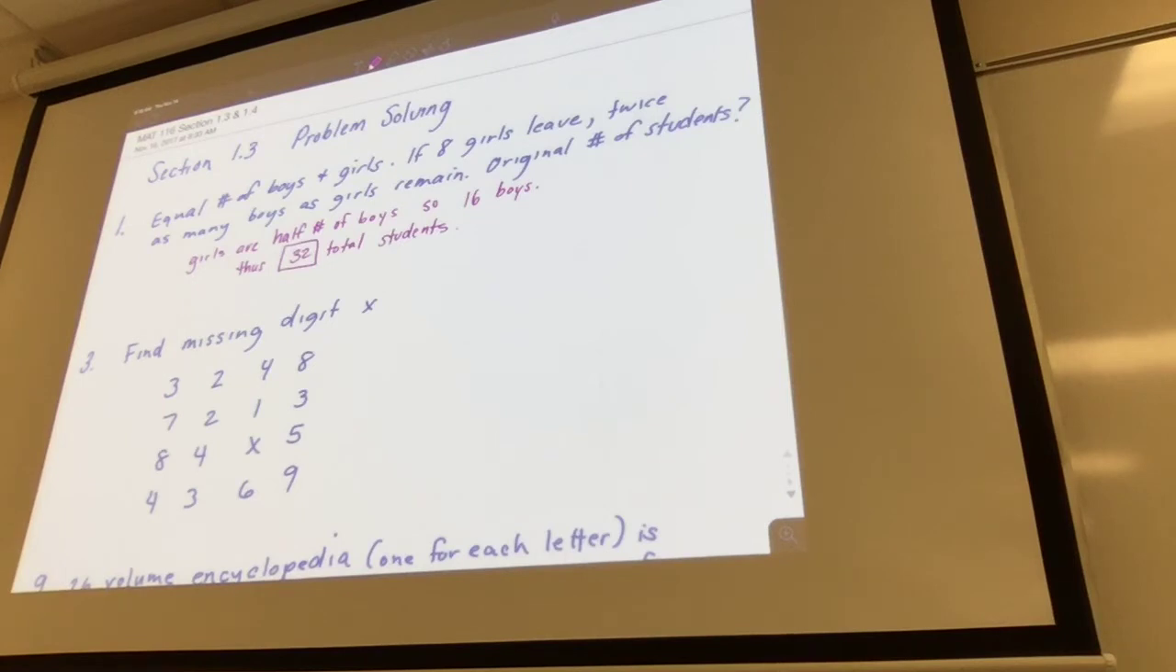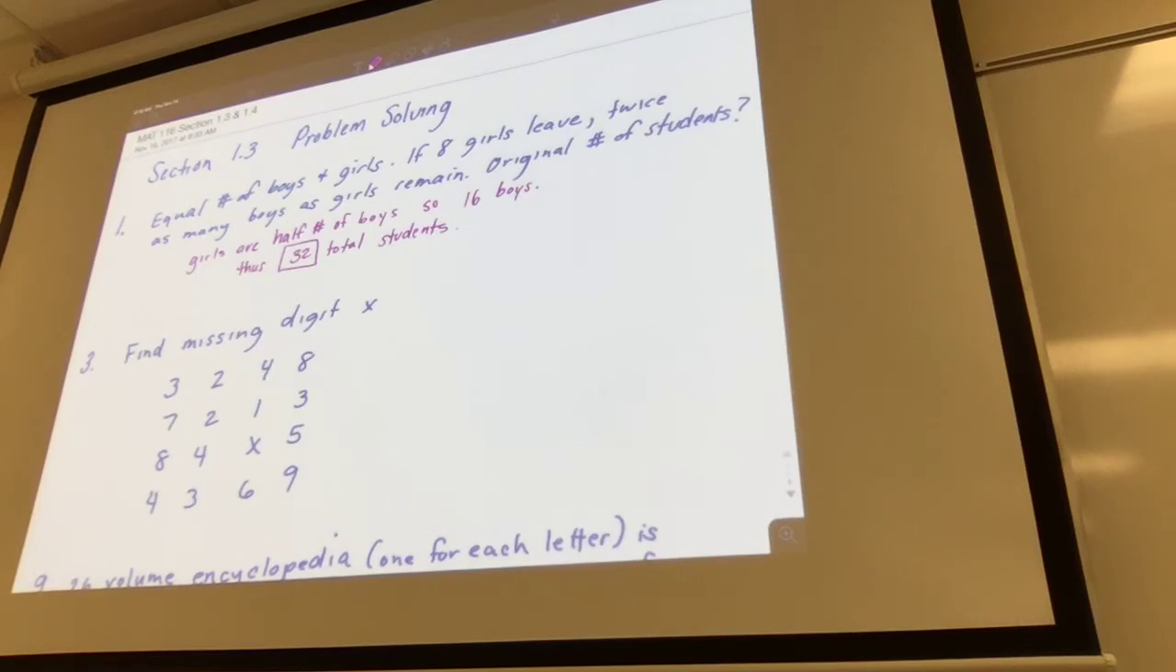On this, usually I try to find a pattern. I look at the row and see if there's anything going on. 3, 2, 4, 8. Not really anything by adding, because we're used to yesterday's lesson. We looked at patterns. Looked at the next row, 7, 2, 1, 3. Nothing consistently going on with that, adding the same number or multiplying the same number. So then I bail on that.